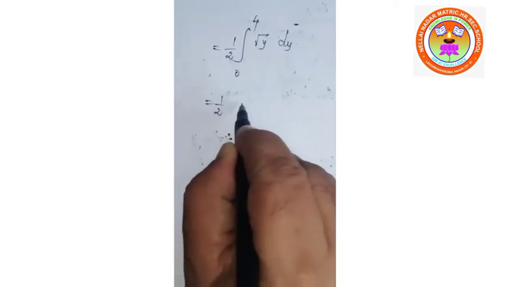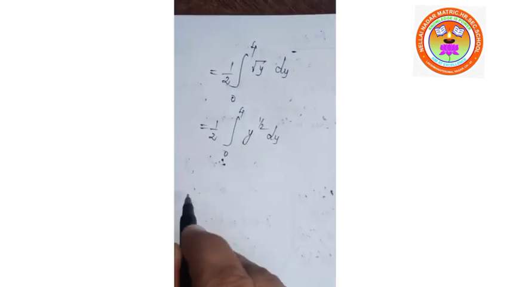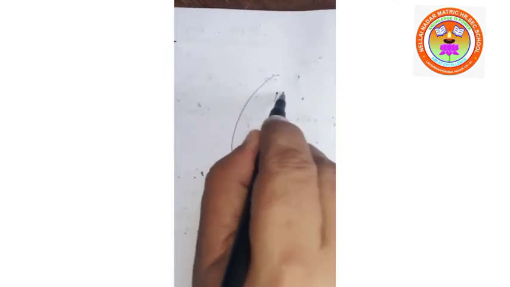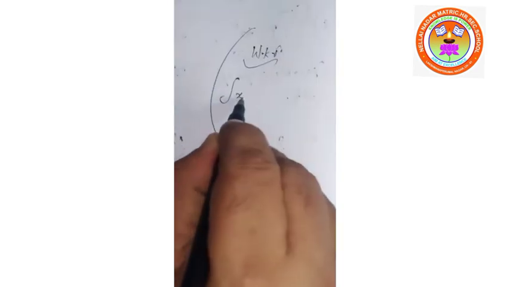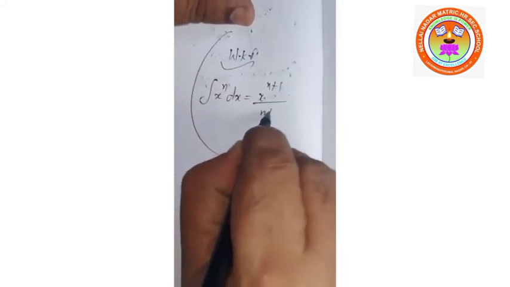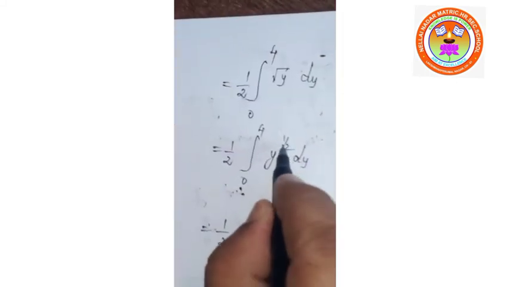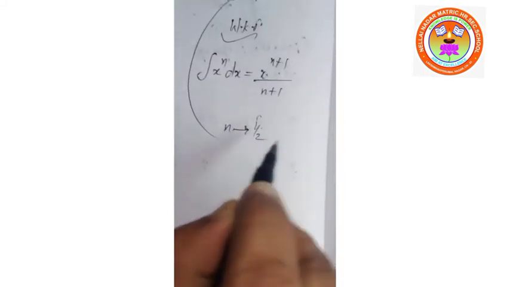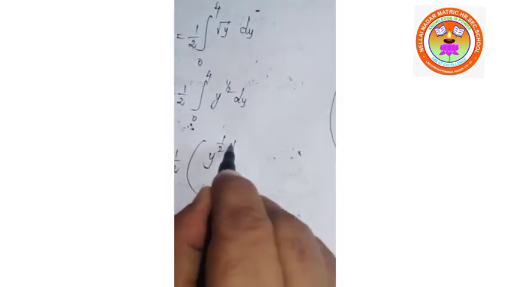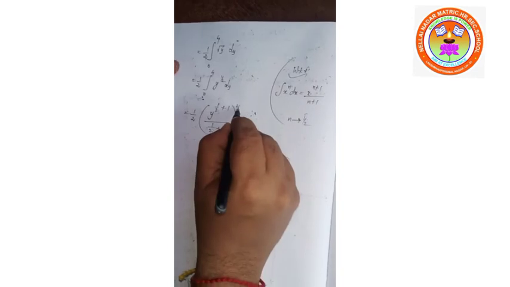That is equal to half, as it is, integral 0 to 4, root y can be written as y power half dy. Here you have to apply the formula: integral of x power n dx equals x power n plus 1 divided by n plus 1. Here n can be replaced by half. Instead of x, what is here? y. So y power n plus 1, that is half plus 1, divided by half plus 1. Integration is over. You have to apply the limits 0 and 4.